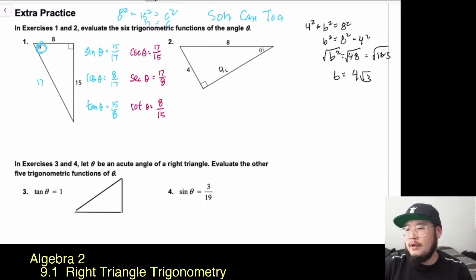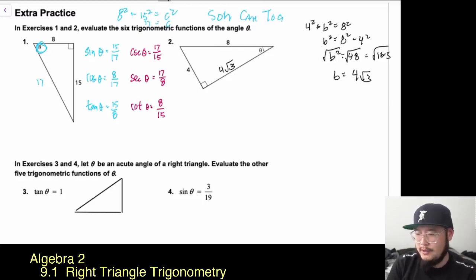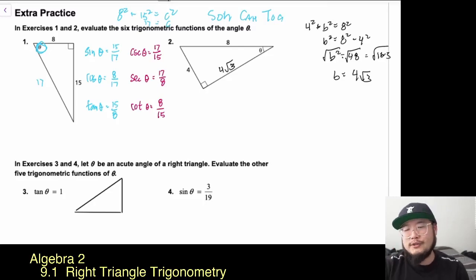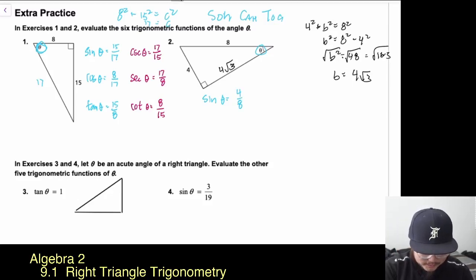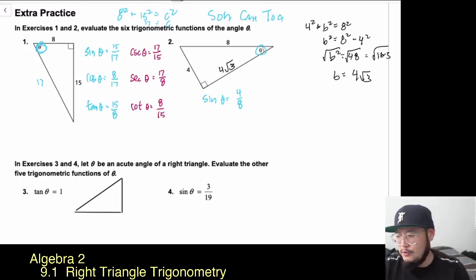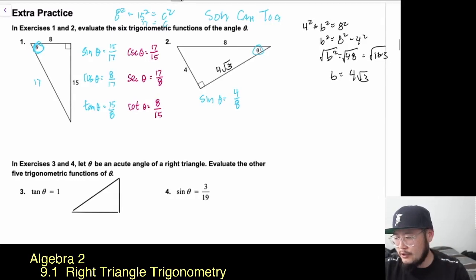So now we can use SOHCAHTOA to help us find 3 of the trig functions, and then the inverse right after that. Let's start with sine. I got sine theta. Here's theta right here, and sine is opposite over hypotenuse, so we got 4 over 8. Really easy, what a great start. And then we take the inverse of that, which is going to be cosecant.